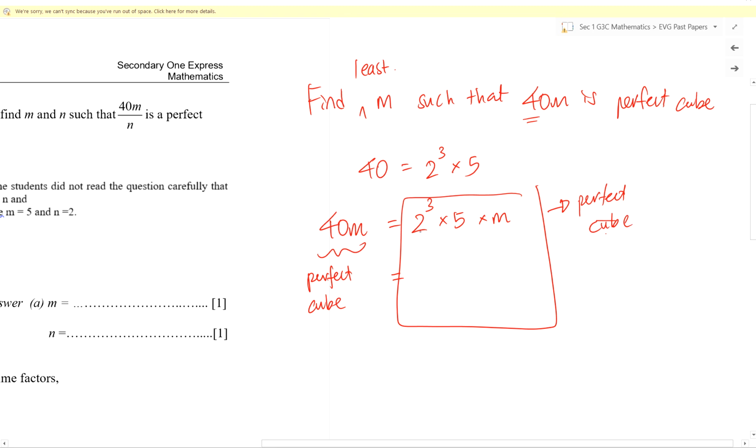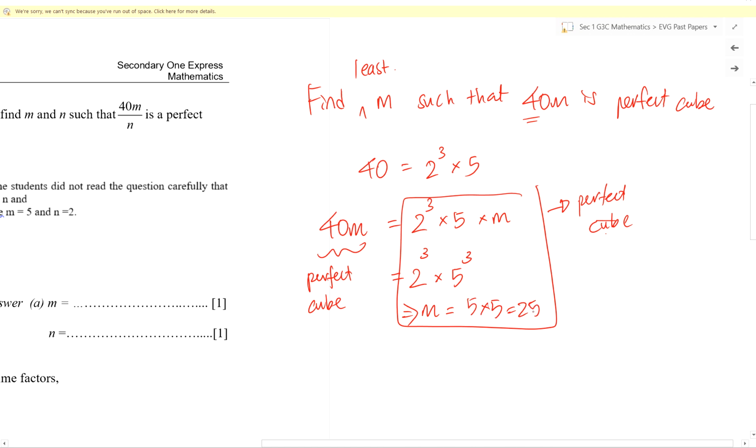So 40 is still 2 power 3 times 5 times m. If I want it to be a perfect cube, what would the new power of 2 be? Can it remain as 3 or must I change? Remain as 3. What about the power of 5? What should it become? Also 3. Now this is a perfect cube. And comparing them, what is the value of m? 5 times 5, which is 25.